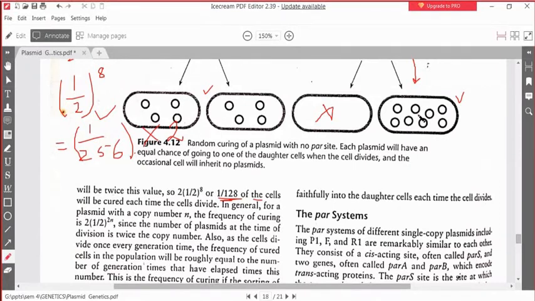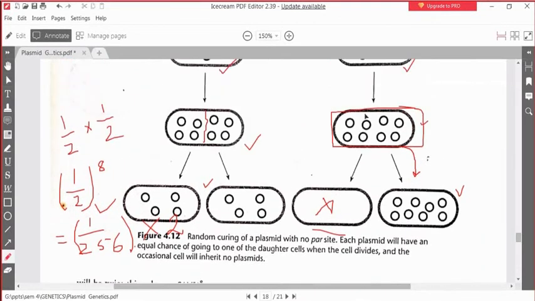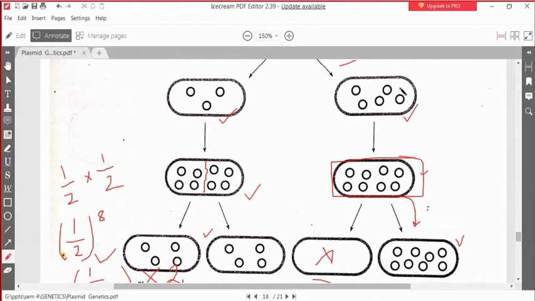Okay, so this can be calculated by some probability, but we are considering the PAR system, or plasmid partitioning system, and the partitioning system says that the plasmid cannot be transferred to one cell and not to the other cell. That means random curing does not happen. Maybe a cell may have 1 copy more and another cell 1 copy less, but the plasmid must be transferred to the next generation. Okay, this is the phenomenon.